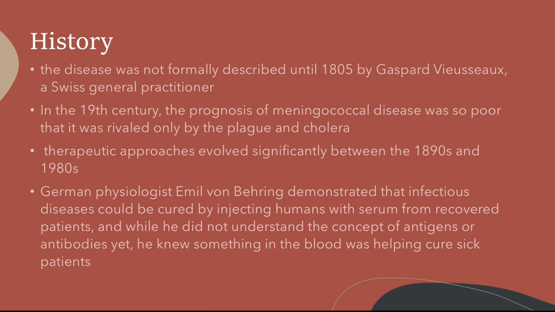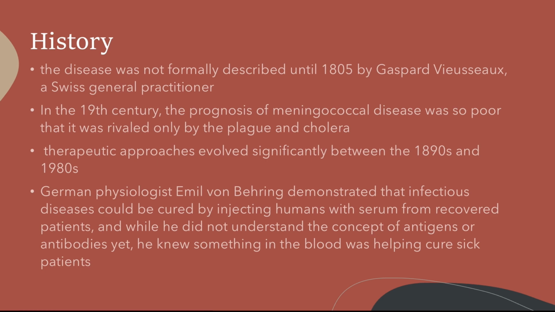Starting with the history of this disease, it was not formally discovered until around 1805 by Jasper Vissot. He was a Swiss general practitioner, and in the 19th century, the prognosis was so poor that it was rivaled by the plague and cholera. They started with therapeutic approaches that evolved around the 1890s through the 1980s.